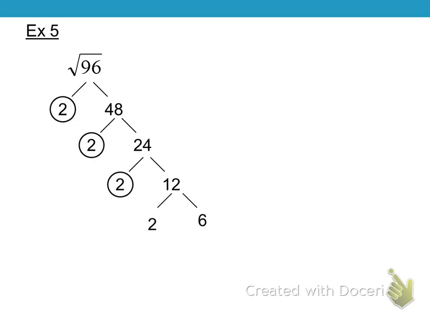All right. Square root 96. So we need to do a factor tree. 2 and 48. All right, so I did 2 and 48. 48 is 2 and 24. 24 is 2 and 12. 12 is 2 and 6. 6 is 2 and 3.